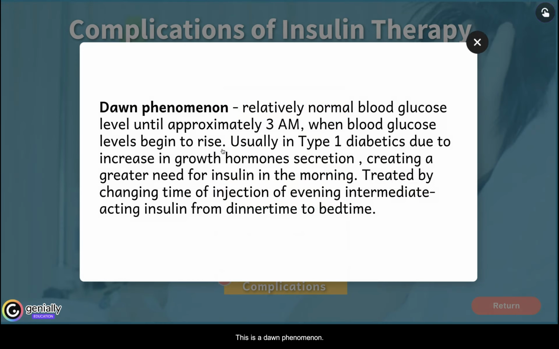This is the dawn phenomenon: relatively normal blood glucose until approximately 3 a.m., then the blood glucose levels begin to rise. It usually happens in type 1 diabetics. It's due to an increase in growth hormone secretion at that time. It creates a greater need for insulin in the morning. It's treated by changing the time of injection of intermediate acting insulin from dinner time to bedtime.